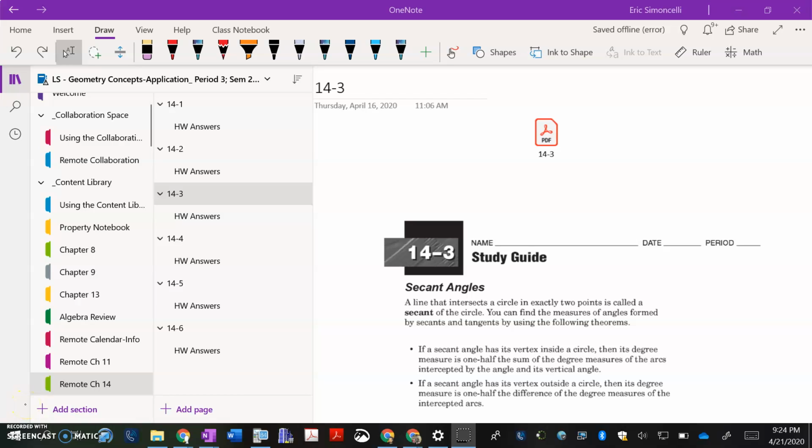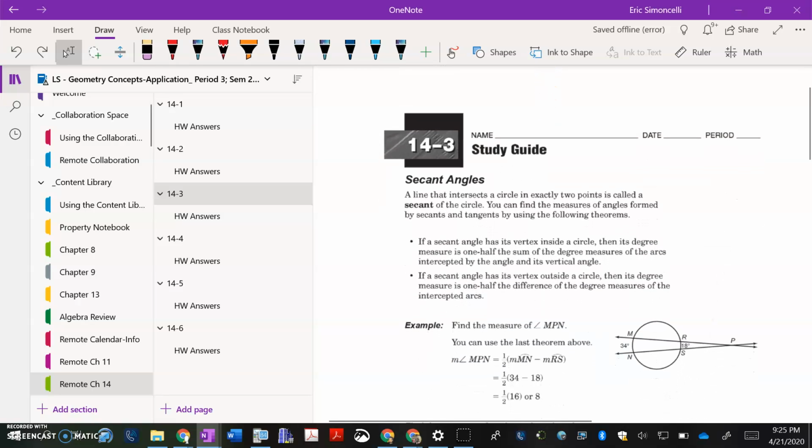Okay, today students, we're going to be taking a look at section 14.3 entitled Secant Lines. A line that intersects a circle in exactly 2 points is called a secant of the circle. You can find the measures of angles formed by secants and tangents by using the following theorems.